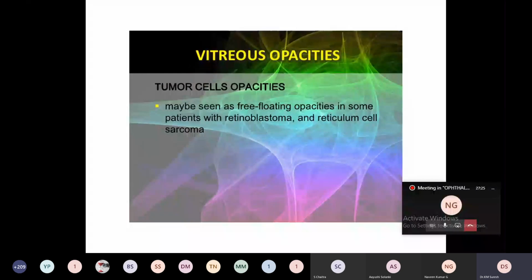Sometimes in cases of malignancy, in case of retinoblastoma and reticulum cell sarcoma, you can see tumor cells which are freely floating in the vitreous, and they can be the source of opacities in the vitreous gel.